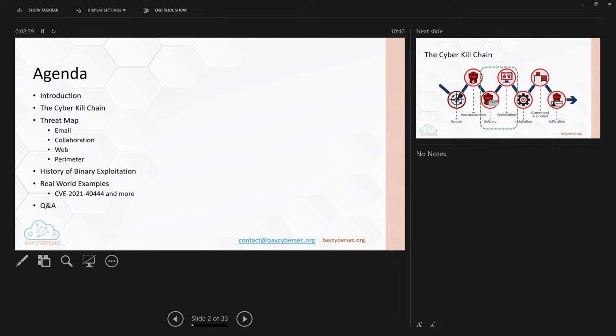So either email or collaboration, which are channels like file sharing platforms or ticketing systems. And then, of course, the web interface, such as people browsing the internet and how attackers can abuse that to get in. And then, last but not least, we'll talk about your infrastructure, the actual perimeter, and how it can be compromised to get in. We saw a lot of that during 2020.